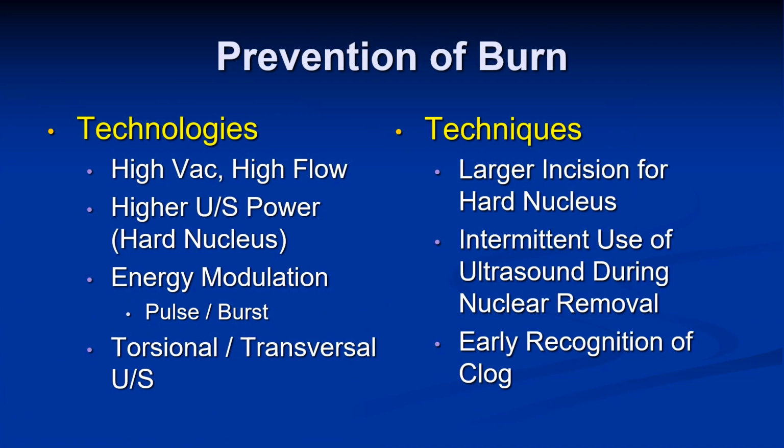Prevention of burn is important. We can use both technologies and techniques for this purpose. Technologies include high vac, high flow, higher US power for hard nucleus, energy modulation, pulse or burst mode, torsional or transversal ultrasound. Techniques include larger incision for hard nucleus, intermittent use of ultrasound during nuclear removal, and early recognition of clog.